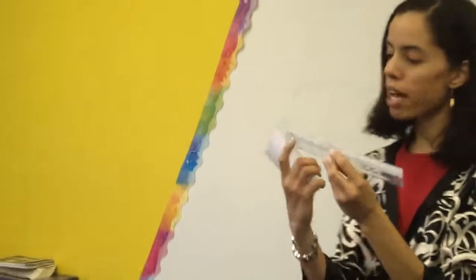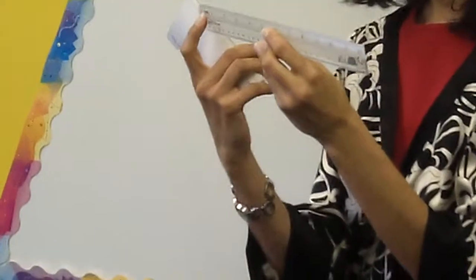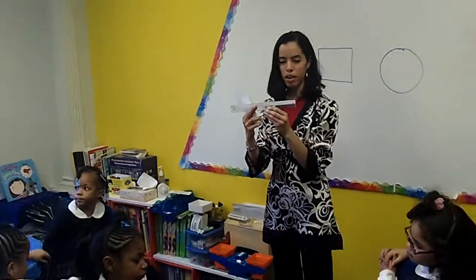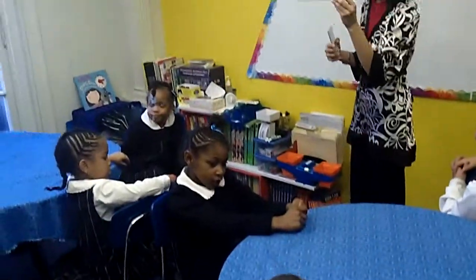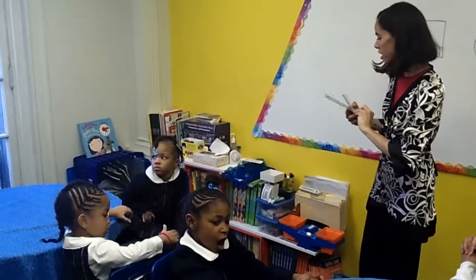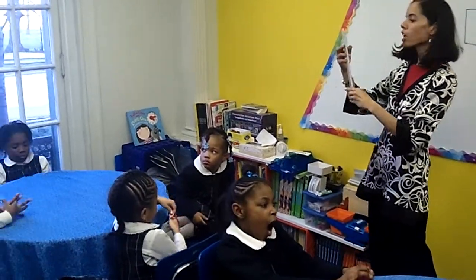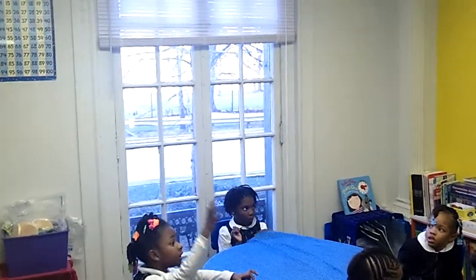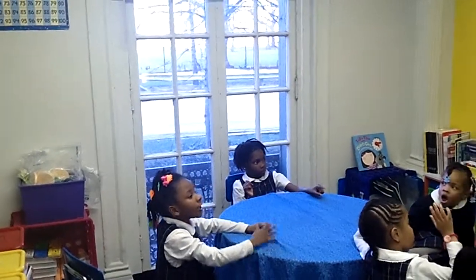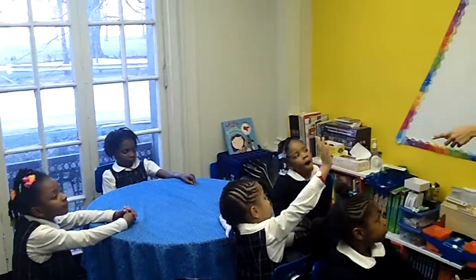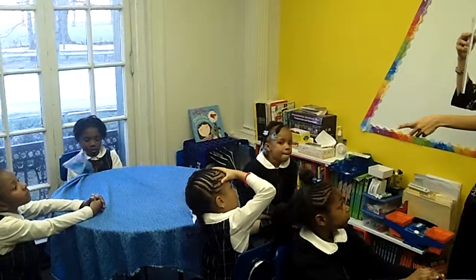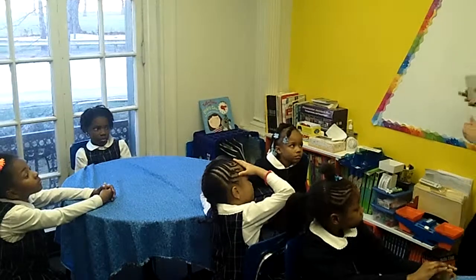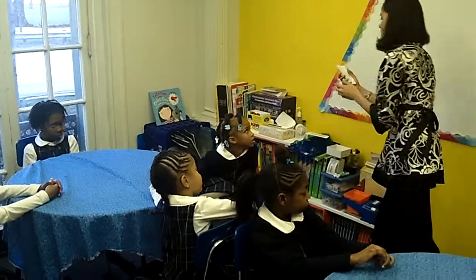And what type of units of measurements do I use on this? We use inches. Very good. And that's how we know how long something is. Who remembers how long this whole ruler is? 12 inches. And we call 12 inches a what? A foot. Very, very good. So we've learned that.